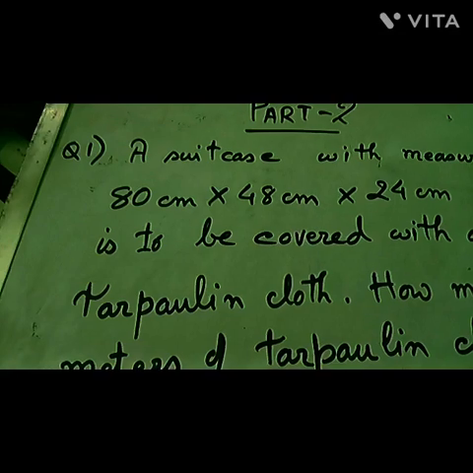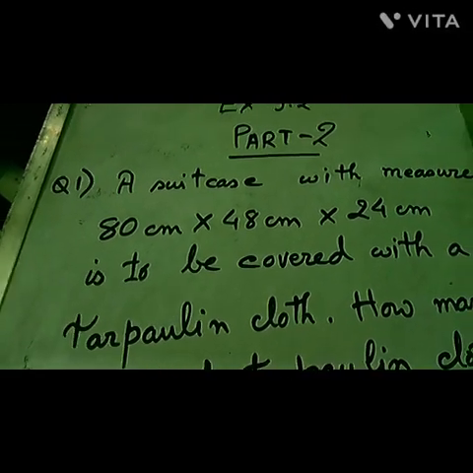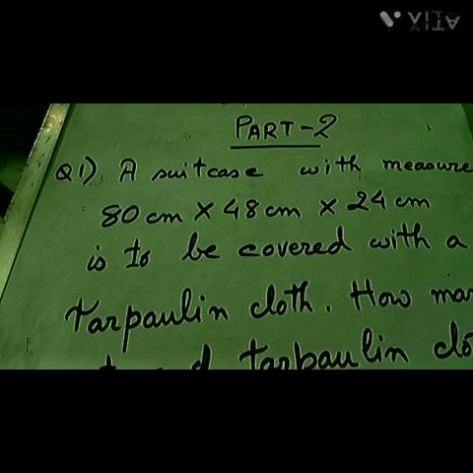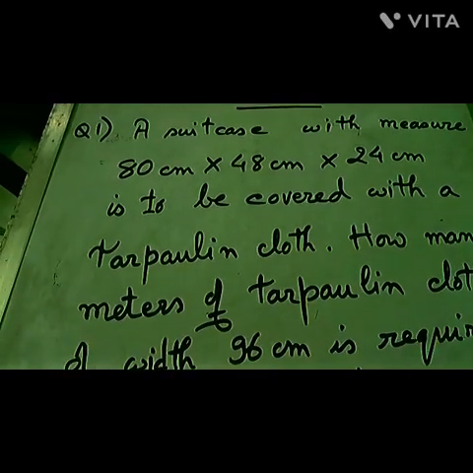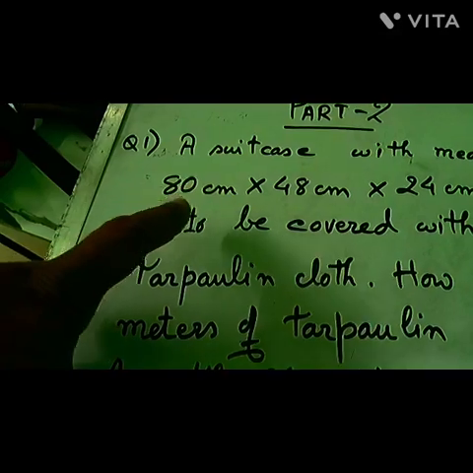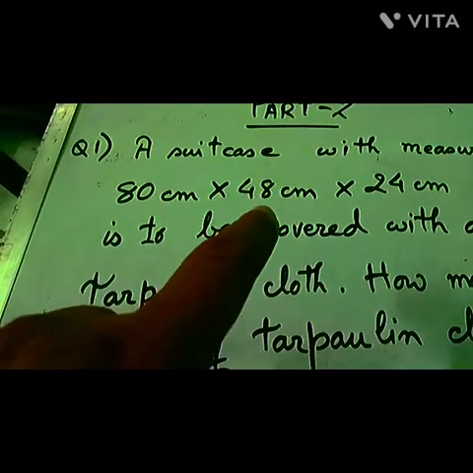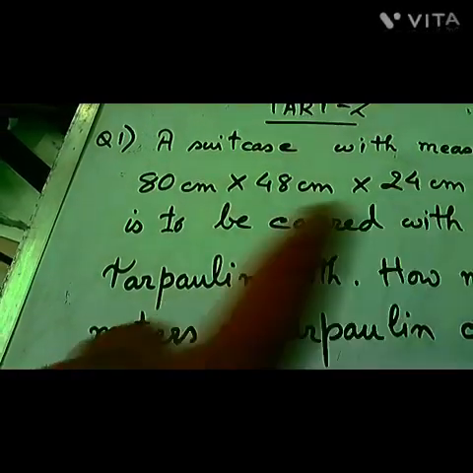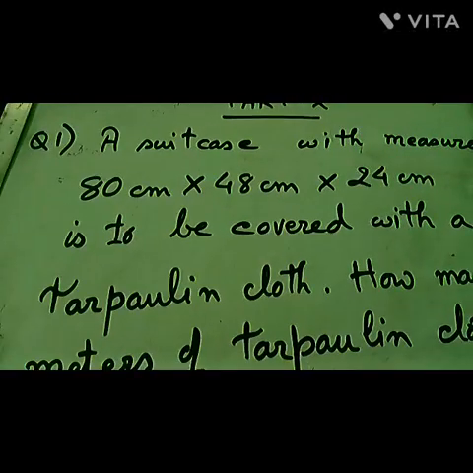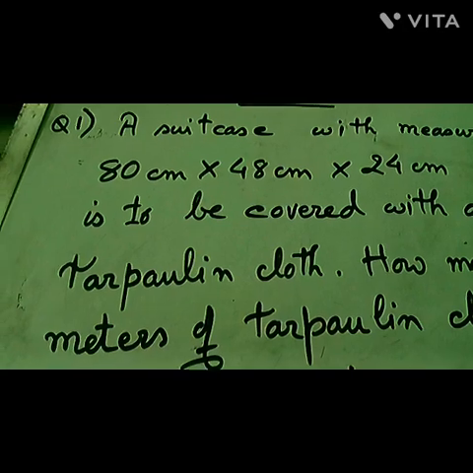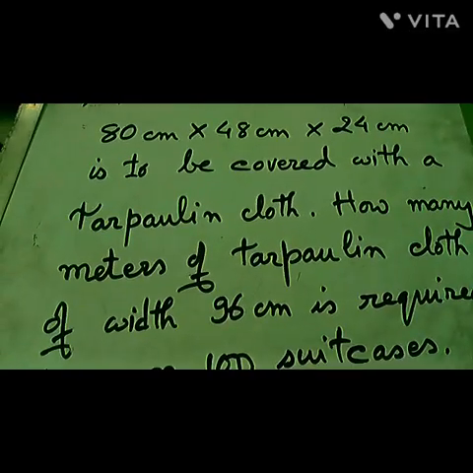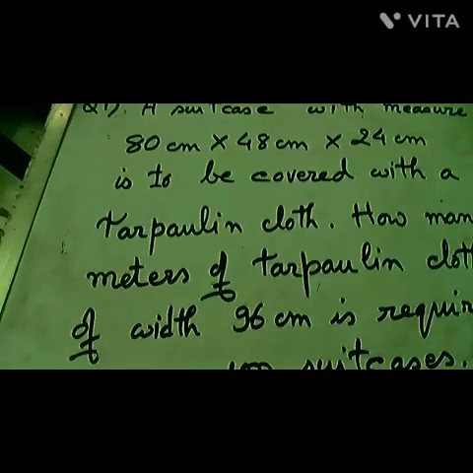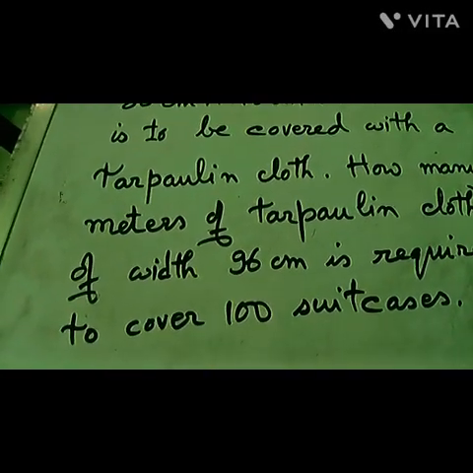So the first question is: a suitcase with measure 80 centimeter, 48 centimeter, 24 centimeter is to be covered with tarpaulin cloth. Now 80 centimeter is length, 48 centimeter is breadth, and 24 centimeter is height. So suitcase is having a length, breadth, height given, and it is to be covered with a cloth, tarpaulin cloth. How many meters of tarpaulin cloth of width 96 centimeter is required to cover 100 suitcases?